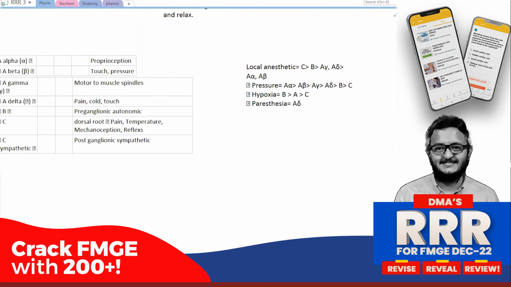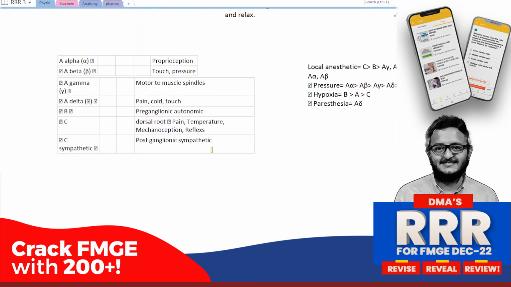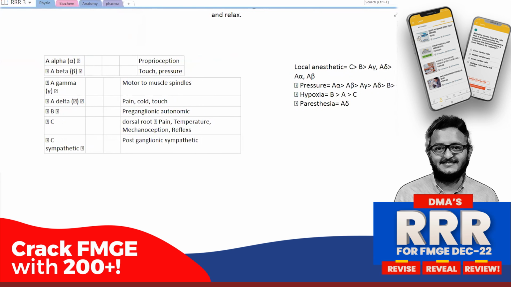So this was all about muscle physiology. See, there is one more topic in muscle. If you want to study type 1, type 2, and type 3 muscle filament, you can study from QRS if you want. It is at present out of my scope.